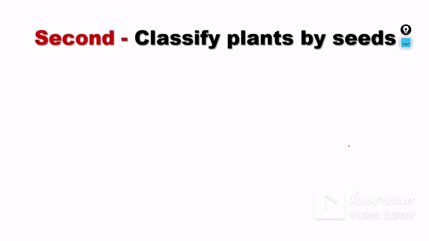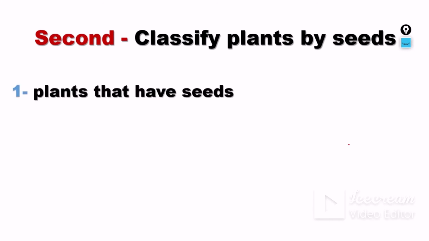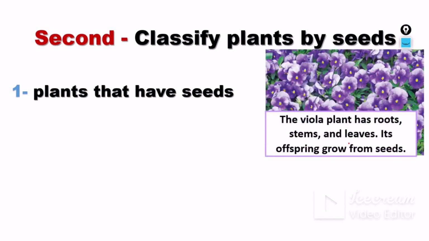Okay, the second way to classify the plants is by their seeds. It means what? Some plants have seeds. Like what? Like these very lovely flower plants called viola plants. Okay, this one of course has roots, stem, and leaves, and also has seeds, flowers, and fruits.